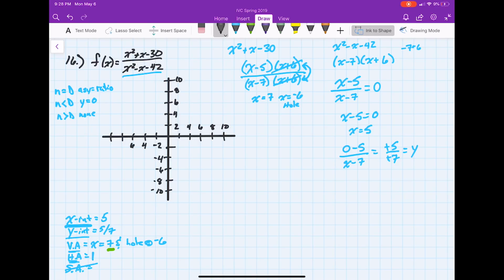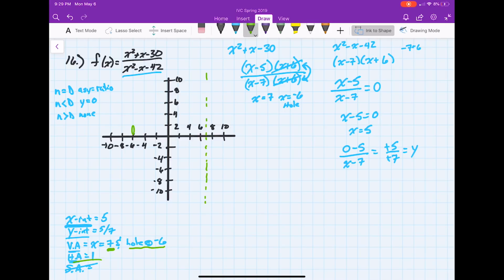4, 6, 8, 10, negative, negative, negative, negative. There we go. All right, so back to asymptotes. There's one vertical one here at 7, and I'm going to have a hole at negative 6, but it's going to be somewhere in here. So I just got to remember when I'm graphing that there will be a break here.